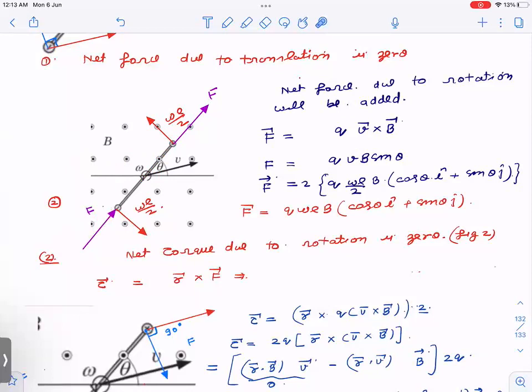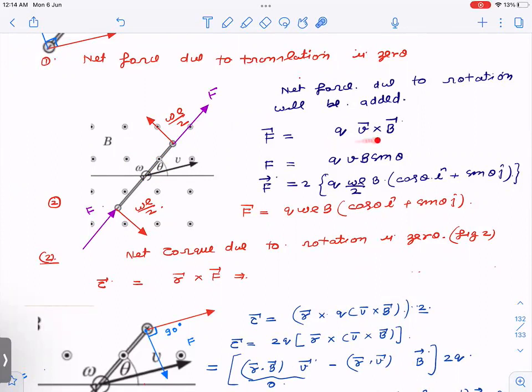Now again, see, here the magnetic field direction is the same, the velocity direction is reversed, and then the charge is also reversed. Here positive, here negative. So finally, two negatives will make a positive. So this force is also in the same direction. Now these two forces are in the same direction. So you are going to get some net force due to rotation. How much will that be?